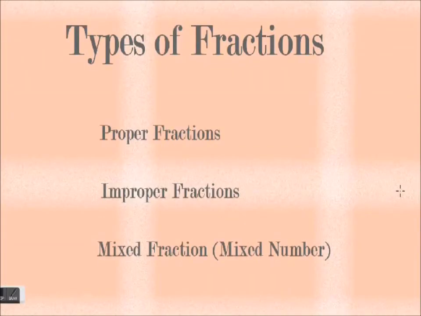Now, there are 3 main types of fractions. We've got proper fractions, improper fractions, and mixed numbers. Let's take a look at the first one here, proper fractions. In a proper fraction, the numerator is going to be smaller than the denominator. In plain English, the big number is going to be on the bottom, and the small number is going to be on the top. For example, 1/2.